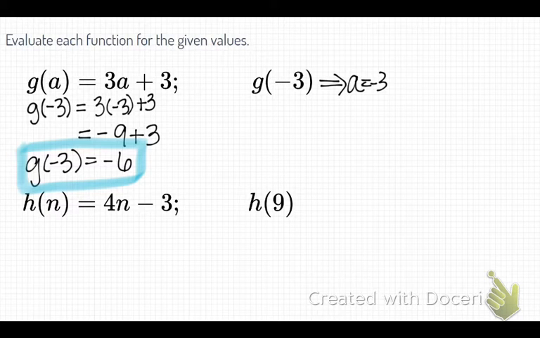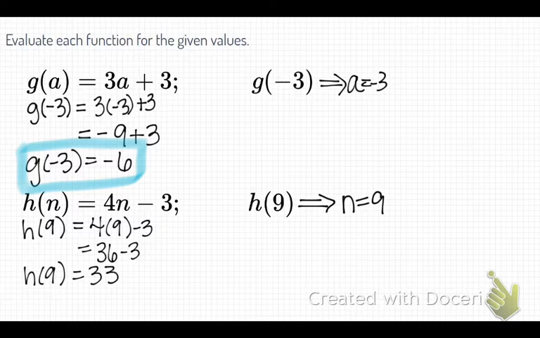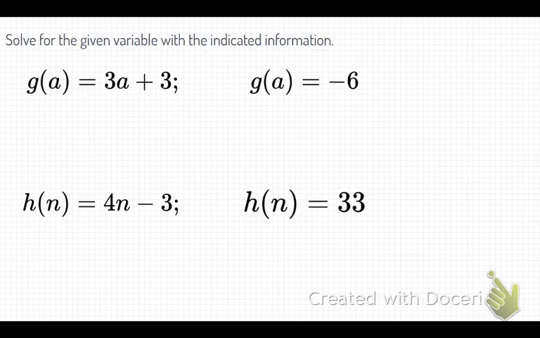What about the last one on here? What do I do? What does n equal? 9. So I'm going to multiply the 9 through everywhere I have an n. What is 4 times 9? 36. I hope you know that one. 36 minus 3. What is 36 minus 3? 33, and that's going to be my final answer. Next, I have two more examples and a couple of you-tries.